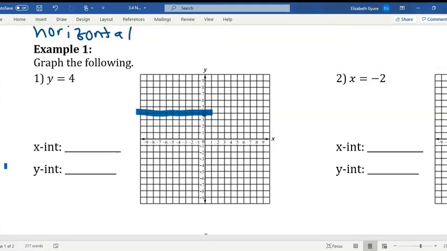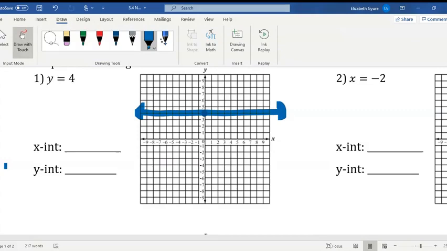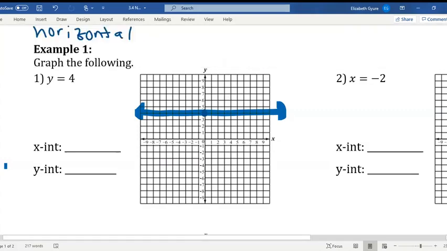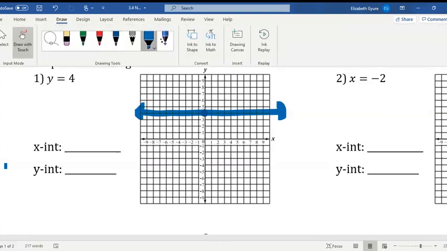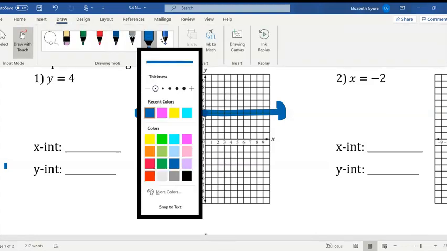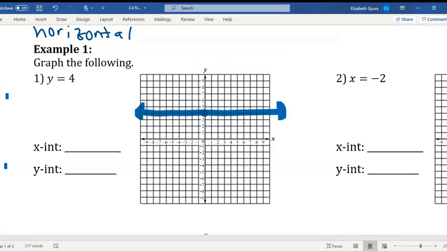So draw a horizontal line, and on your line, I need you to put arrows on either side. Yes, arrows. Okay. I wonder if I can make that thinner. Okay, guys, calm down.